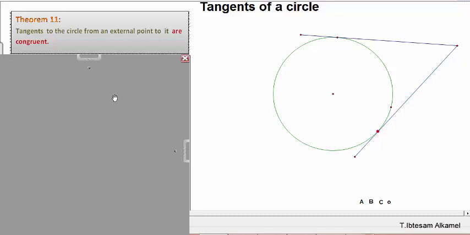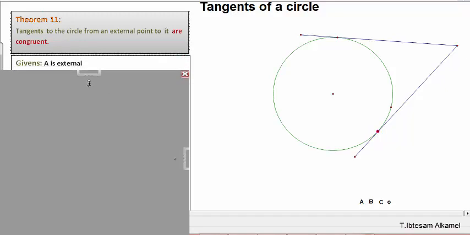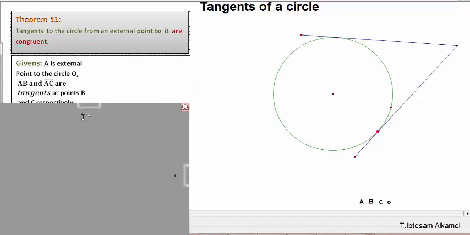How are we going to prove it? Let's see what the givens are. We should give them names right now. A is the external point, this point outside the circle. We also want names for the points of tangency. O is the center of the circle. AB and AC are tangents, so AB from A to B, then from A to the second point of tangency, which is C.